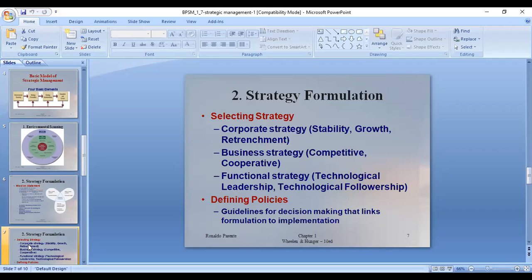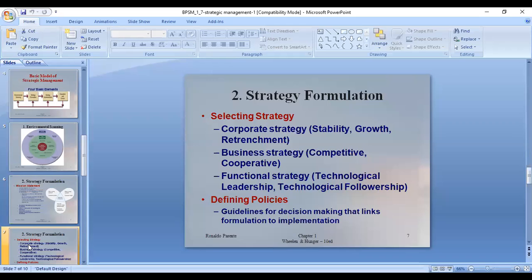Here in strategy formulation, second is the selection of strategy: corporate strategy, which is stability, growth, and retrenchment. There is a separate chapter on corporate strategy. Vertical integration, that we will see. Business strategy is called competitive and cooperative strategy. And functional strategy is technological leadership and technological followership.